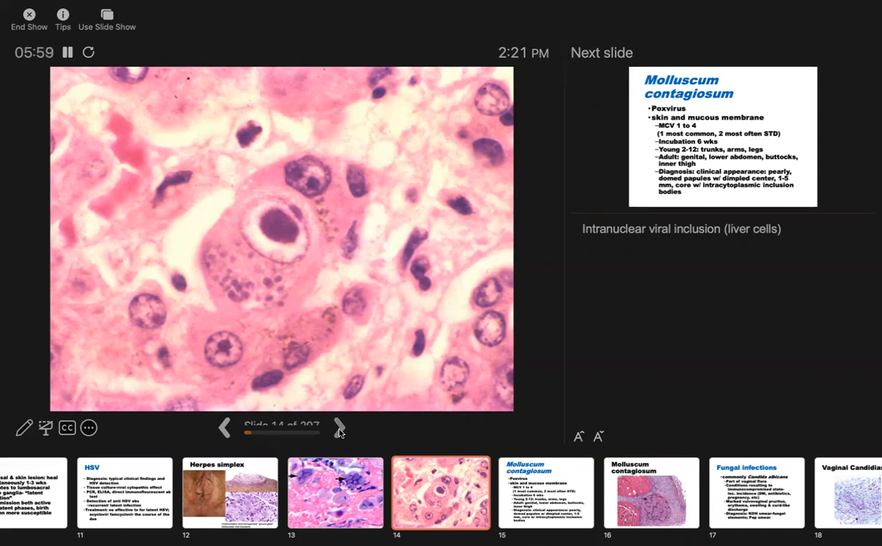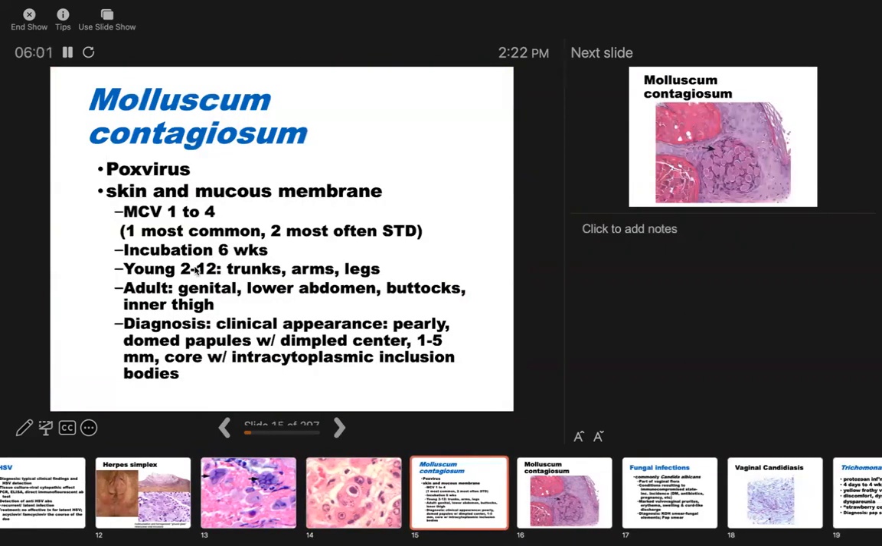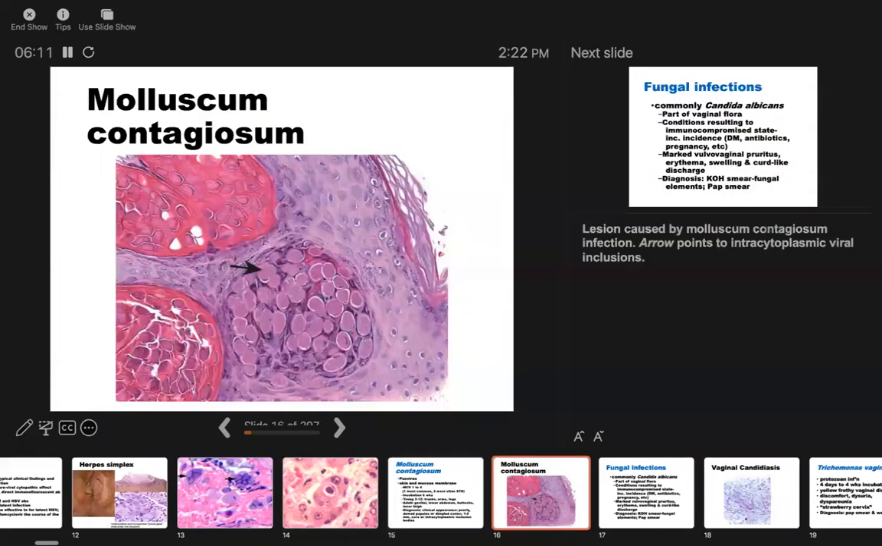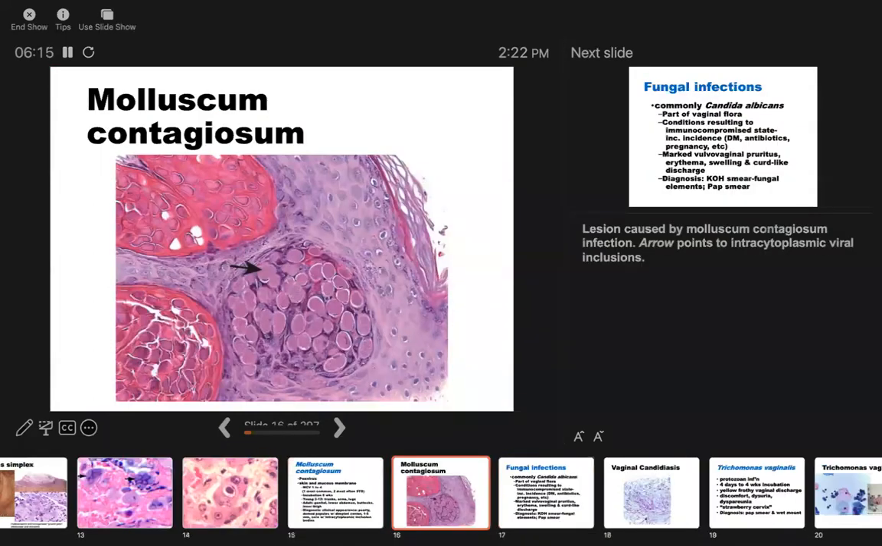Molluscum is caused by a virus. The variant, MCV, has 4 types. It usually appears as a nodule, a papule with a dimpled center. The diameter often ranges from 1 to 5 millimeters. If you do a biopsy, the arrowhead is pointing to cytoplasmic viral inclusions. It's actually the dimpled center that you see grossly when you examine your patient.